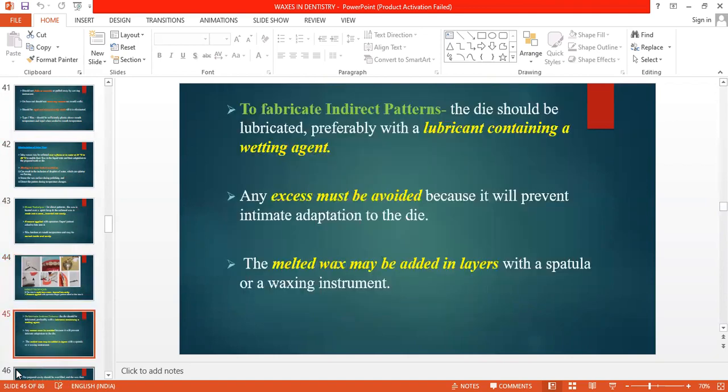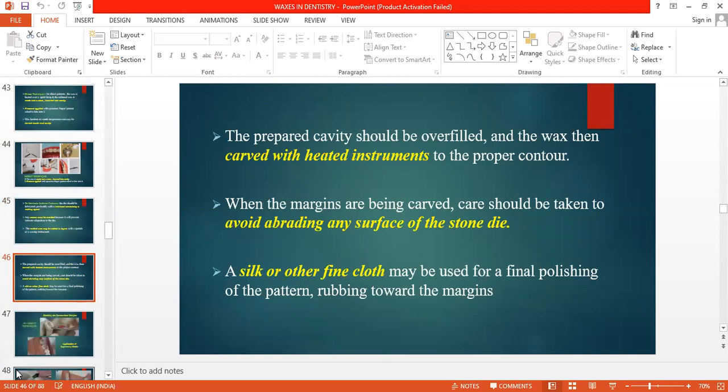Then the indirect pattern. To fabricate the indirect pattern, the die should be lubricated, preferably with a lubricant containing a wetting agent. Any excess must be avoided because it will prevent the intimate adaptation to the die. And the melted wax may be added in layers with a spatula or a wax carving instrument. The prepared cavity should be overfilled and the wax should then be carved with a heated instrument. When the margins are being carved, care should be taken to avoid abrading any surface of the stone die.